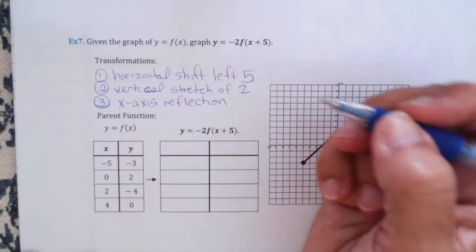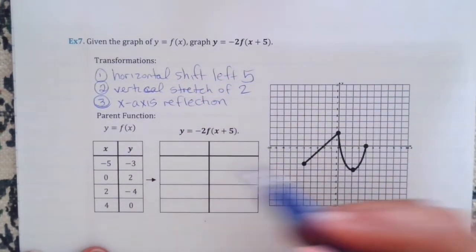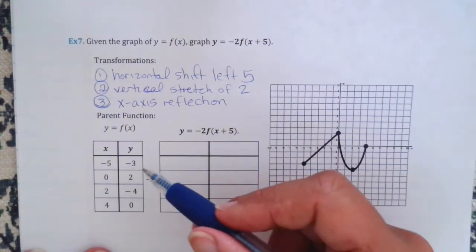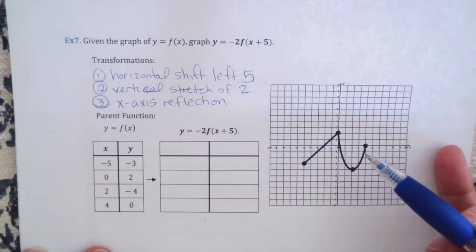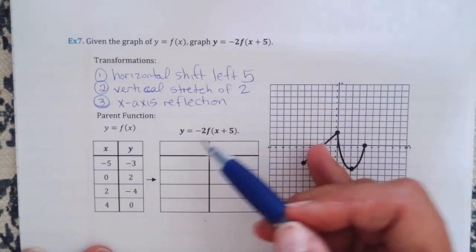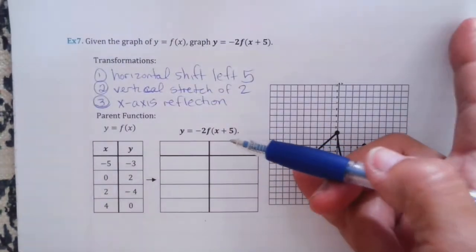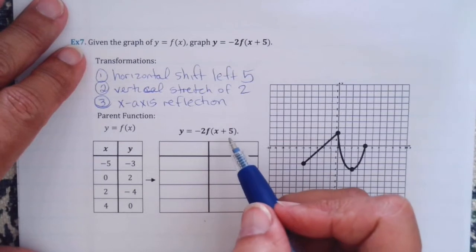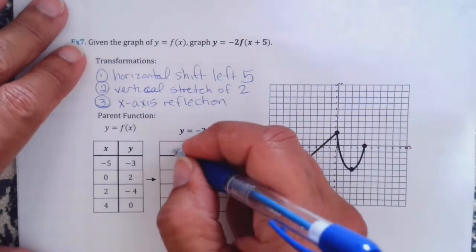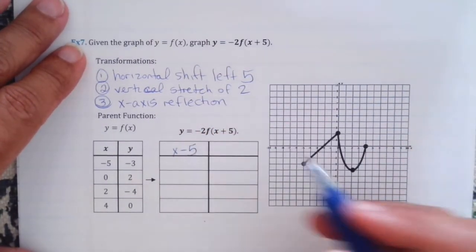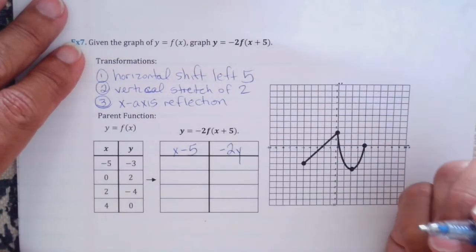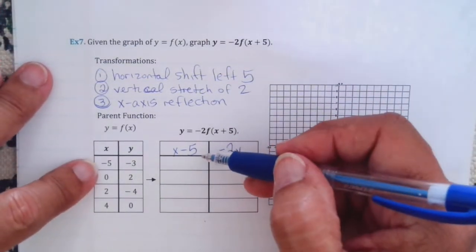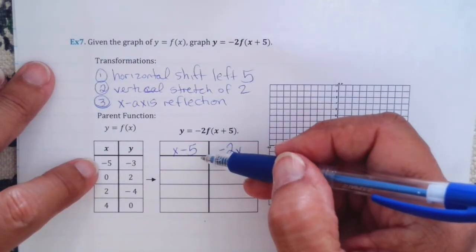Okay? All right, so they gave us these points, right? So they're giving us some points because this is not a real function, so somebody just made this up. But we can still do the transformations. So what happens to x? The only thing we're going to do is go left 5, so x minus 5. And what's happening to y? We're going to multiply the y's by negative 2. Okay, so take each x value and subtract 5.